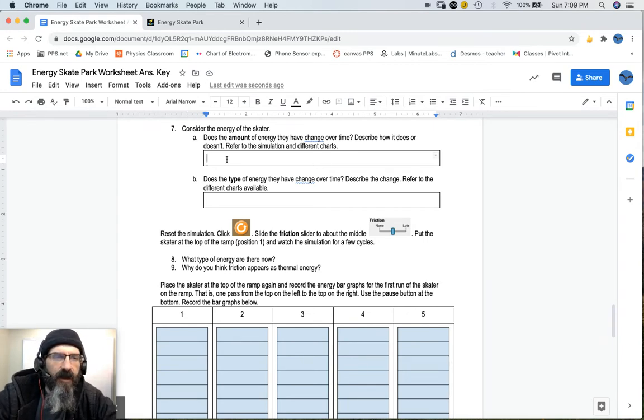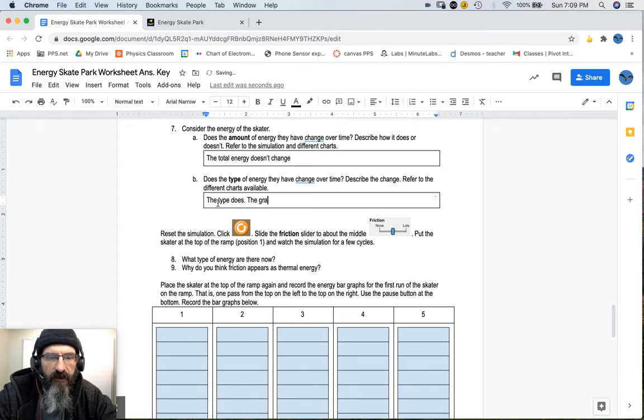Now, I wasn't entirely clear here, but the total energy doesn't change, right? And that's really what I'm getting at. The type of energy does change. Part B, does the type of energy they have change over time? Yeah. The type does.